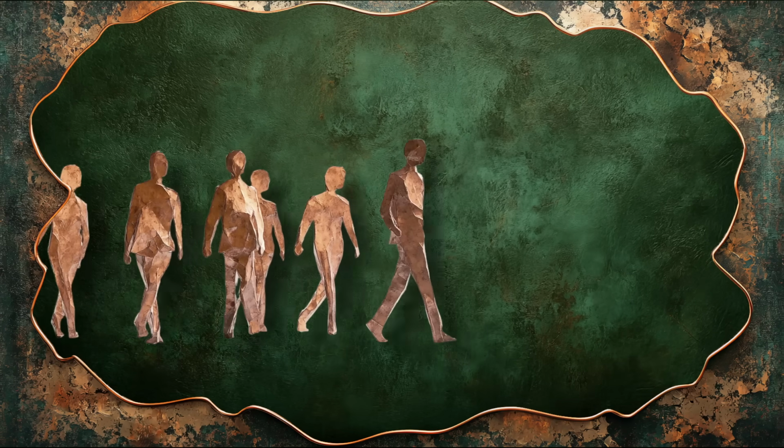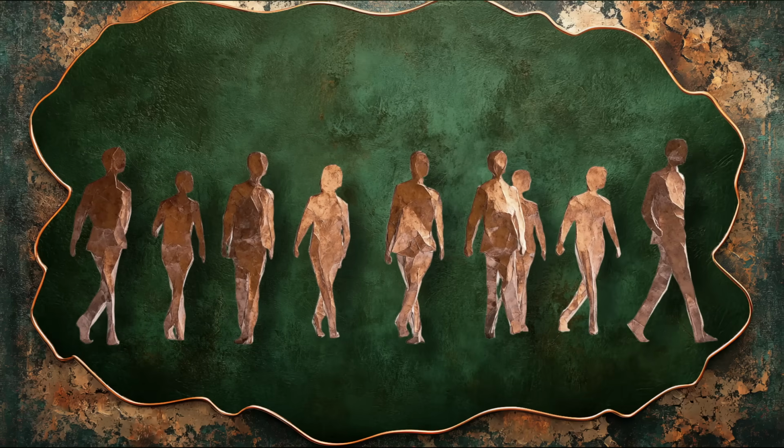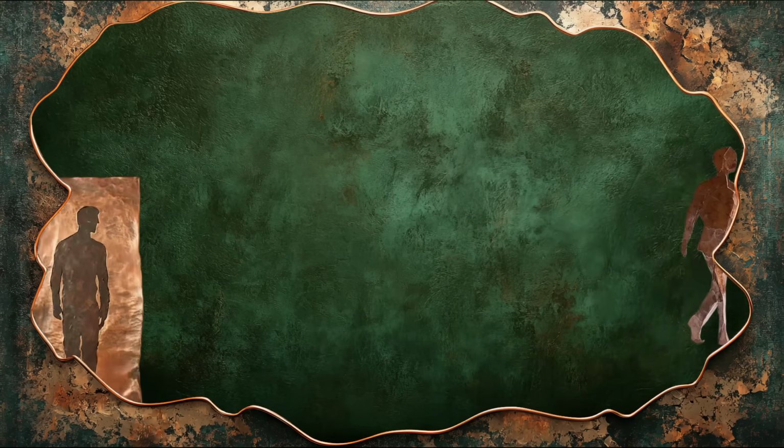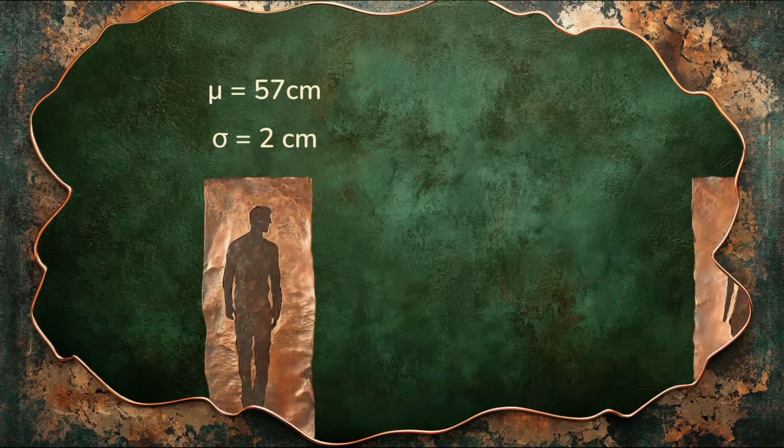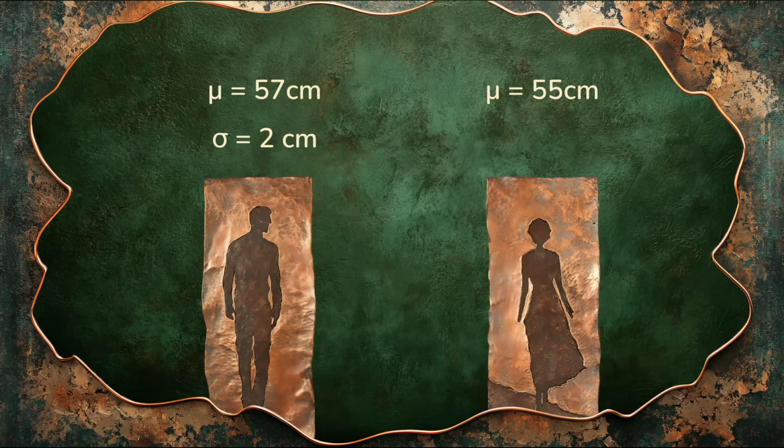Let's make this a little more personal. Suppose we measure the head circumference of a large group of adult humans. For men, the average head circumference is 57 centimeters, with a standard deviation of about 2 centimeters. For women, the average is 55 centimeters, with a standard deviation of roughly 1.5 centimeters. If head sizes are normally distributed, and they mostly are, we can apply the empirical rule to both groups.